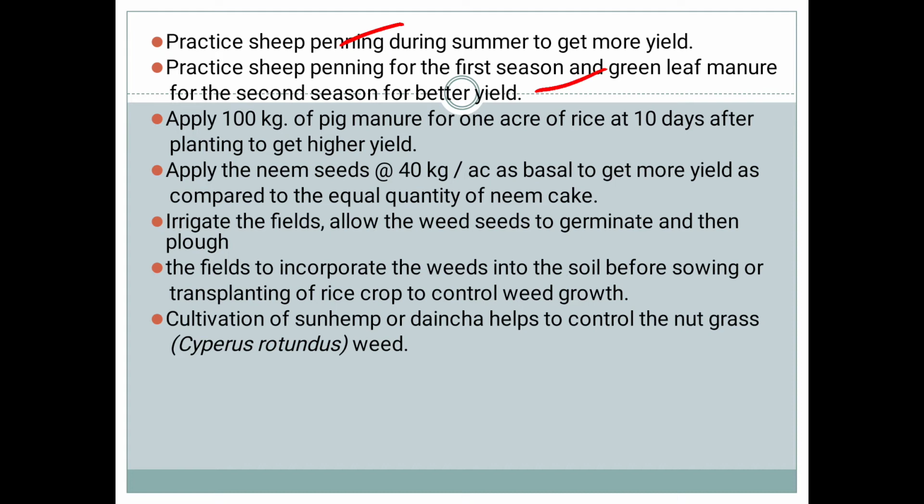Apply 100 kg of pig manure per 1 acre of rice at 10 days after planting to get higher yield. Then apply neem seeds at the rate of 40 kg per acre as a basal dose to get more yield as compared to an equal quantity of neem cake. Irrigate the field, allow the weed seeds to germinate and then plow. Okay, this is the traditional knowledge for crop production of rice.